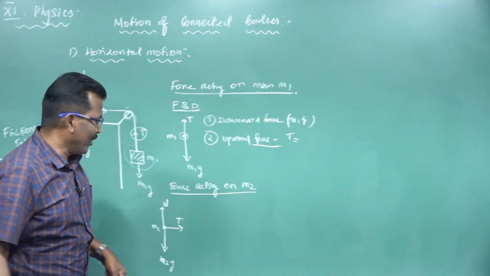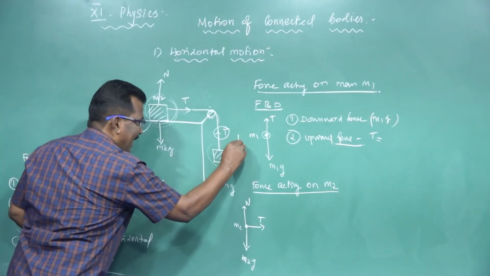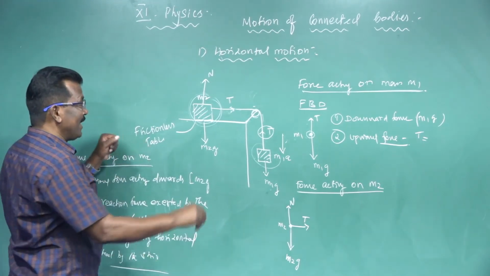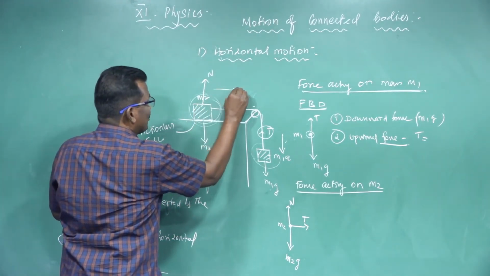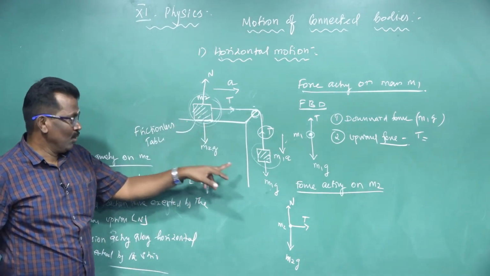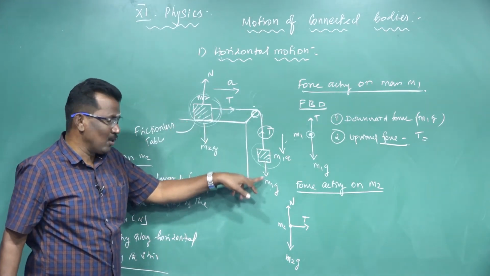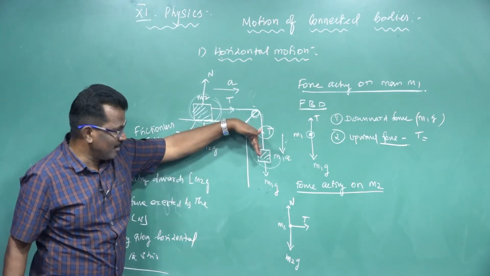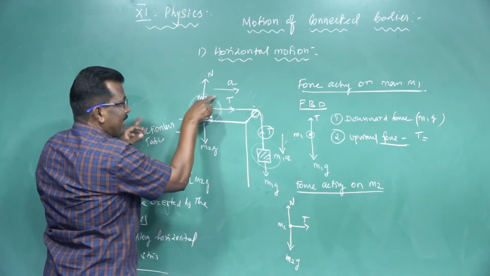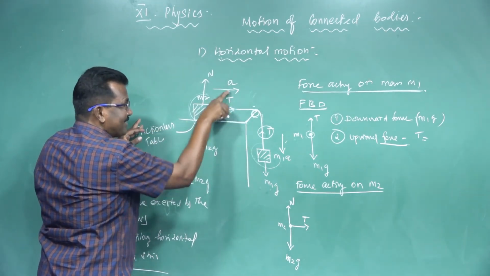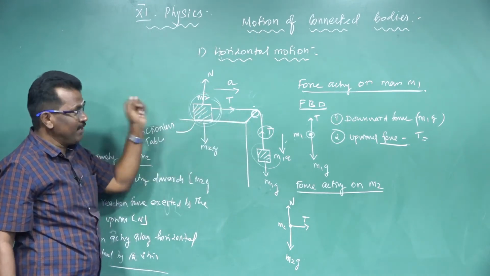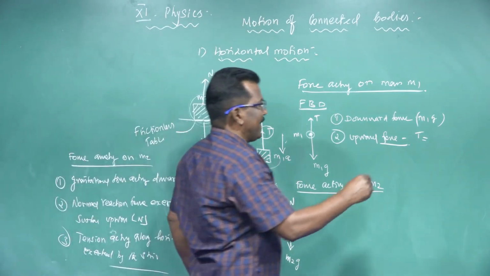If M1 is moving in the downward direction, the acceleration of the body is a along downward. Similarly, the same acceleration is produced along the horizontal by M2. So M1 is pulling downward, so the acceleration of the body is downward, but at the same time the acceleration of the other body is along the horizontal. So both accelerations are the same. The tension produced on the string is also the same. Now we are going to calculate the tension as well as the acceleration.